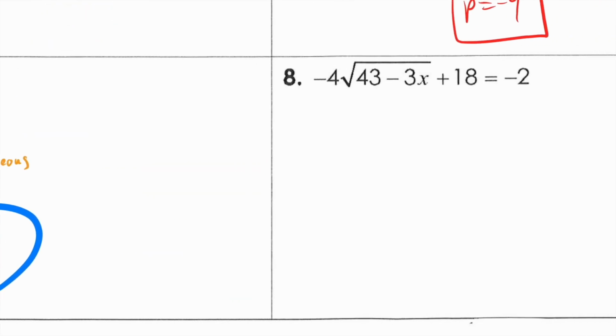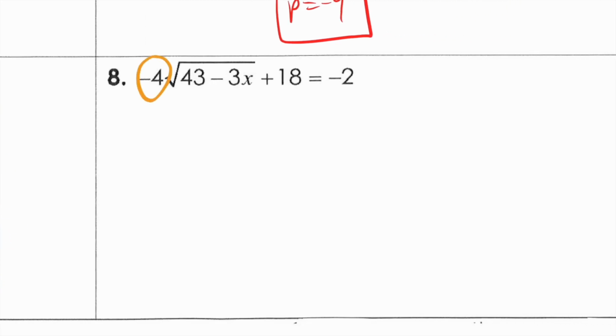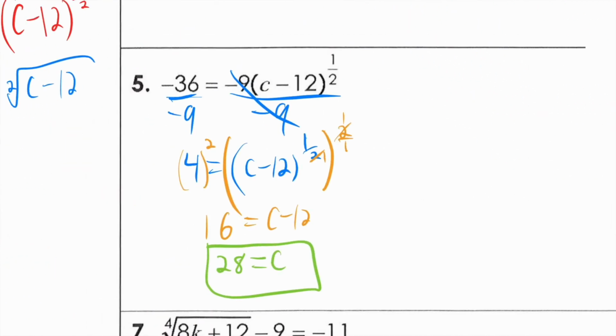Number 8 here, we have to undo this -4 and this +18. So I recognize it equals a negative right away, but that's not a concern to me. What's going to be a concern to me is if it equals a negative by the time we have the radical isolated. We actually had the same thing occur here on number 5 where it equaled a negative right away, but by the time we had the radical or the exponent isolated, it was positive.